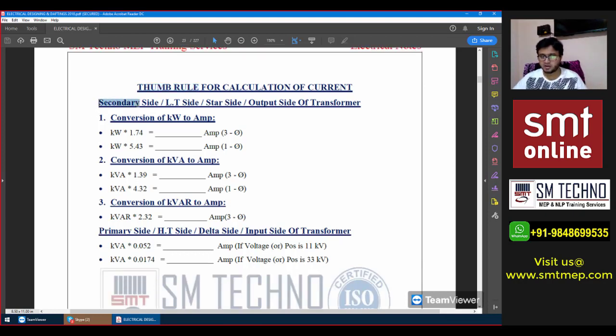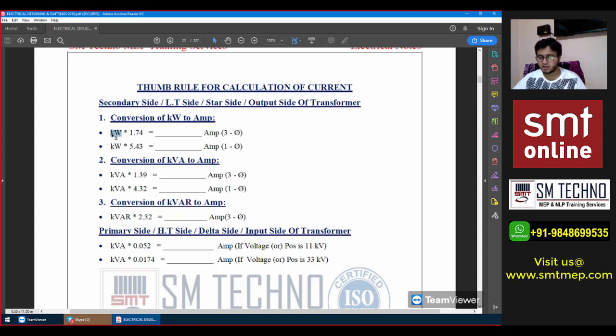Okay, so for example, for the secondary side or the low tension side or the star side or output side of transformer, as we know, the transformer has two sides. One is the input side, one is the output side. So the output side of transformer can also be called the star side or the low tension side or the secondary side of transformer. Everything is the same.